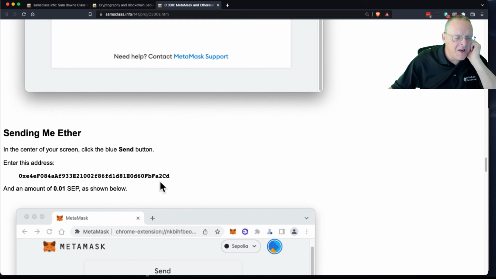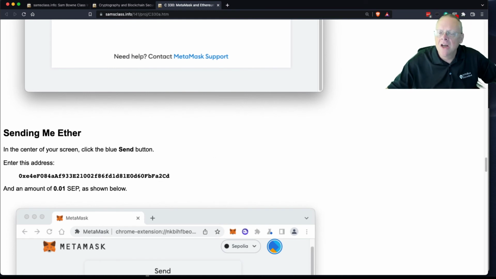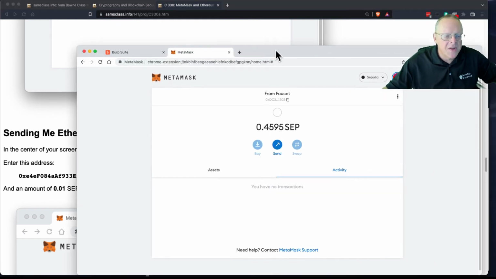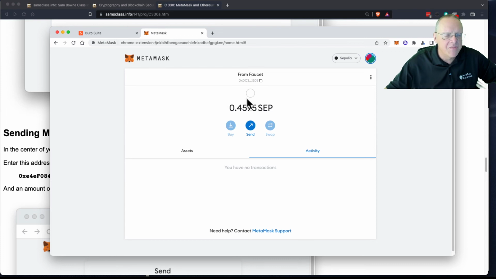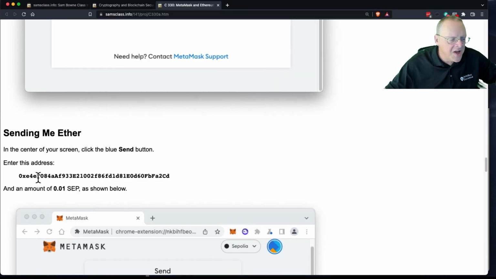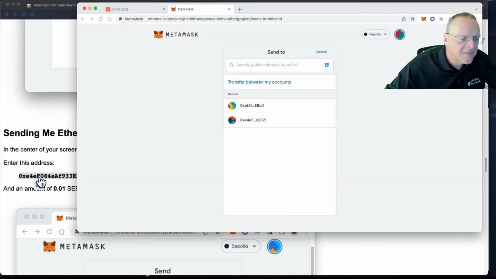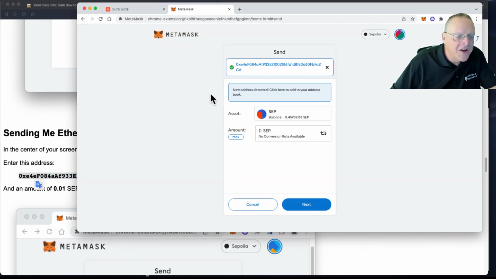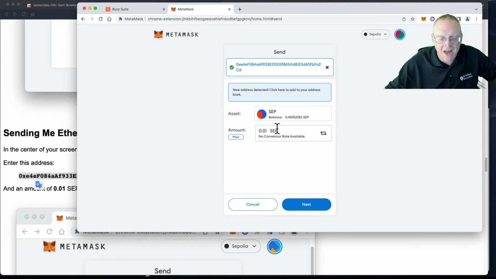And then you can send me some Ether on the Sepolia network. Let me see if that works. Here's my browser that I've set up for this, and here I am. I've got some Sepolia, and I'm pretty sure it's working, but it's a good thing to test it. So once you've got some Sepolia, I can send it. So I'm going to send to this address, and I'll send a small amount, 0.01. Doesn't have to be much.